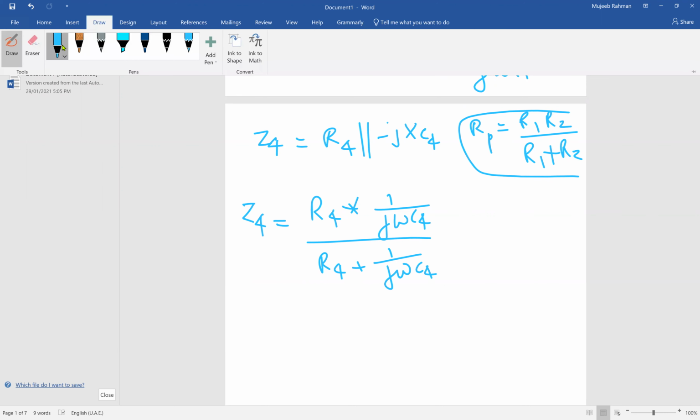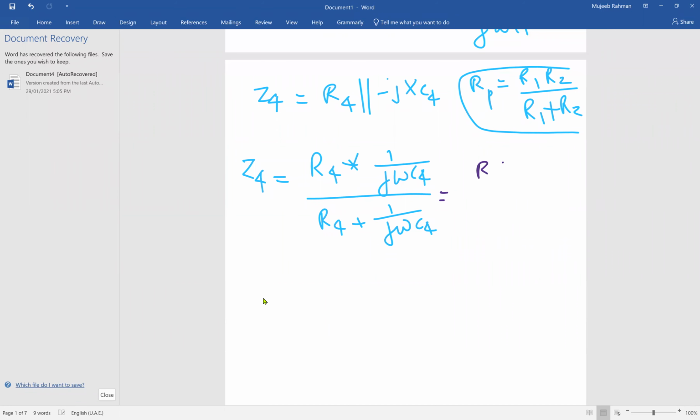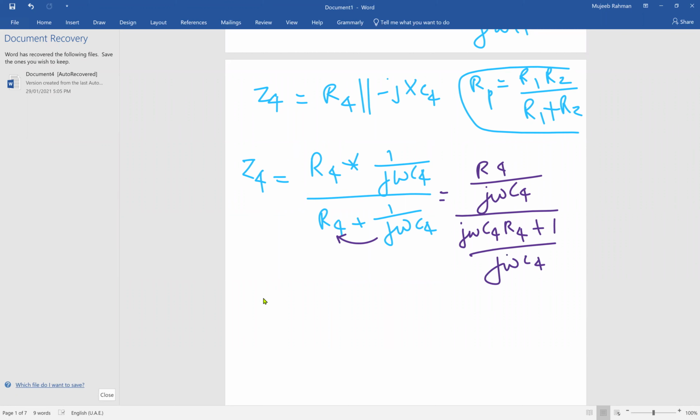This can be further simplified as R4 divided by j omega C4, divided by, if you make the denominator common by taking the LCM, we will get the equation like this. These two terms get cancelled, and we'll find the corresponding answer for Z4: R4 divided by 1 plus j omega C4 R4. So this is going to be the second equation.